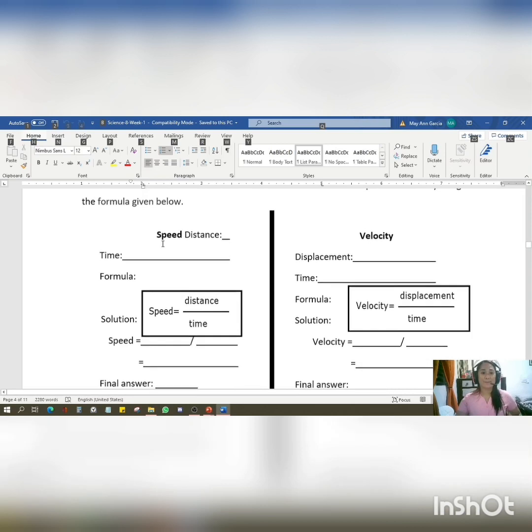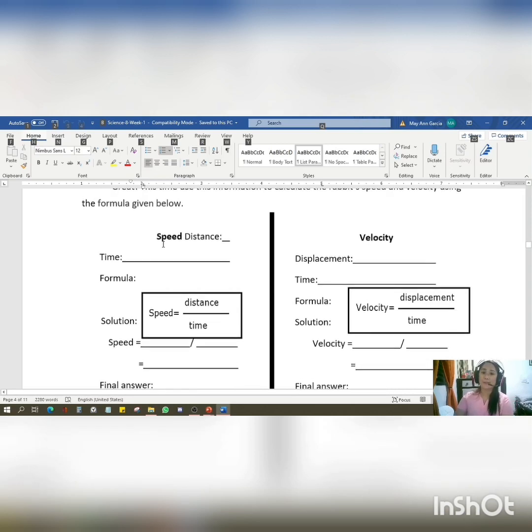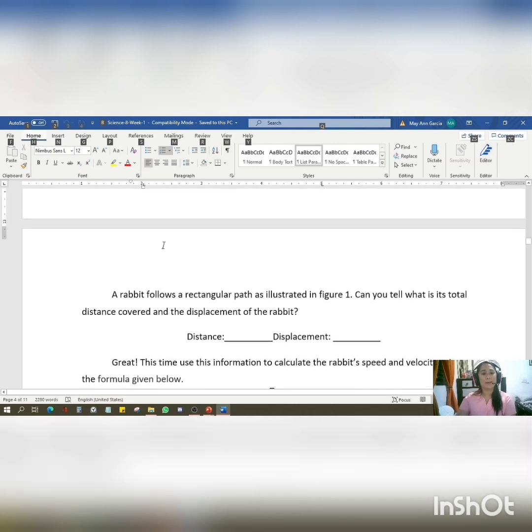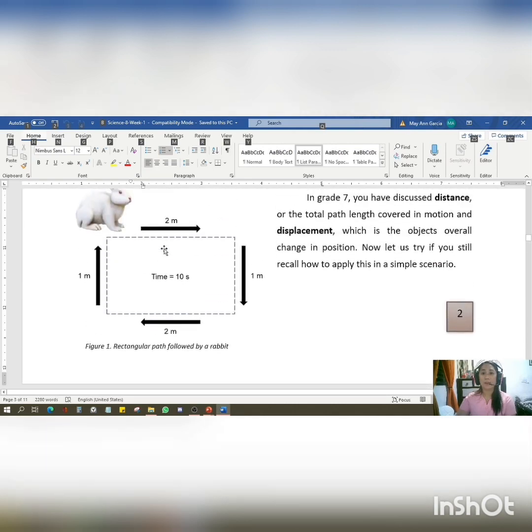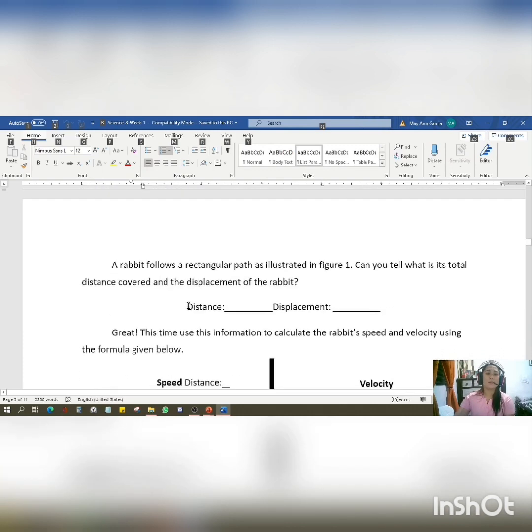Okay, time is up. Now let us have the answer for your activity. So the total distance covered by the rabbit is how much? Correct. So that is equivalent to 6 meters. How do we get 6 meters? You will just add 2 plus 1 plus 2 and 1 meter overall. So the total path that the rabbit traveled is 6 meters.